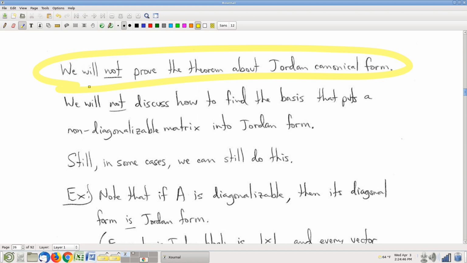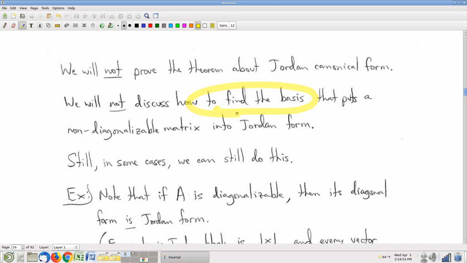So that's too bad. Here's another thing we're not going to discuss. How do you find the basis? How do you find what I like to call the Jordan basis, or a Jordan basis? It's hard. So you're not responsible to know how to find a Jordan basis in general. In other words, if I just give you a raw matrix, here's an A, some random matrix, and ask you to find a Jordan basis, we're not going to talk about that.